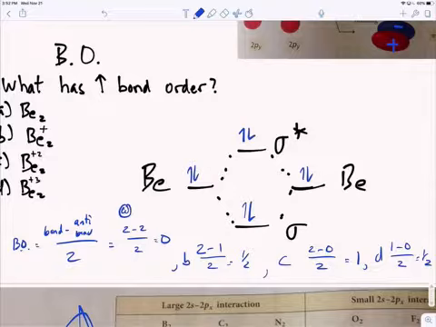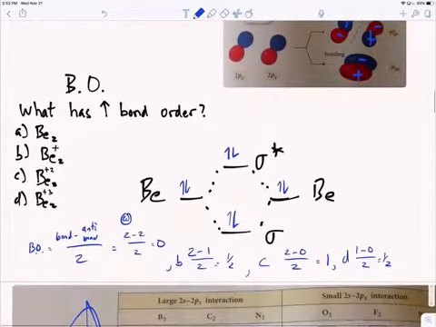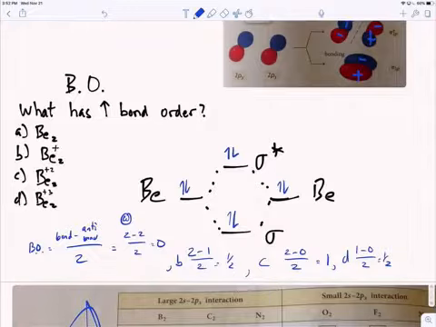Are you following that? Not really? So what were we trying to find out? What has the highest bond order? C? Yep. It's this one.